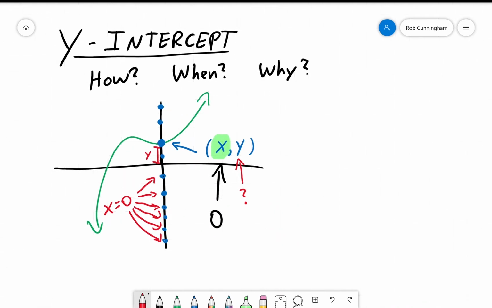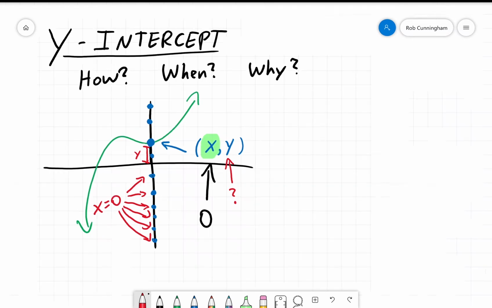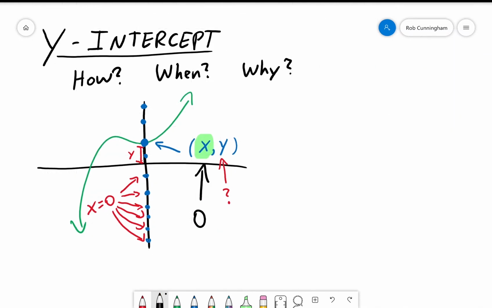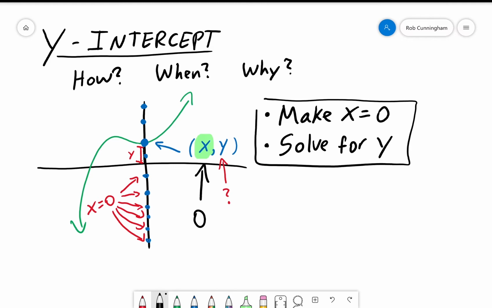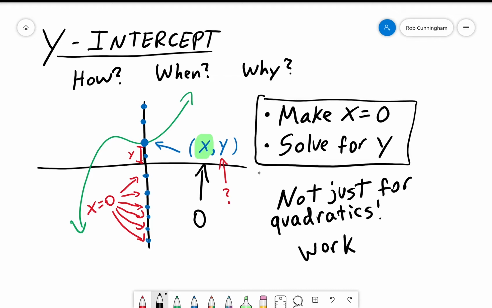So if I want to find the y-intercept of any equation, all I have to do is make x equals 0 and then solve for y. That's it. That is always the case when you are looking for the y-intercept, no matter what function you're dealing with, by the way. This is not just for quadratic functions. This works for any equation forever.